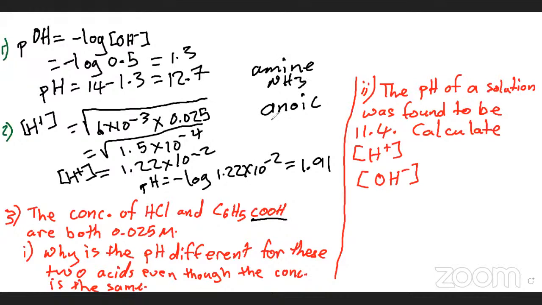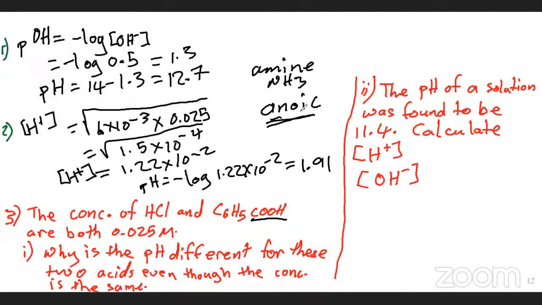All right. Acids, all of you have done organic chemistry. So any carboxylic acid is a weak acid. All right. It says the concentration of HCl and benzoic acid are both 0.25. Why is the pH different for these two acids, even though the concentration is the same? Anybody want to offer an answer?